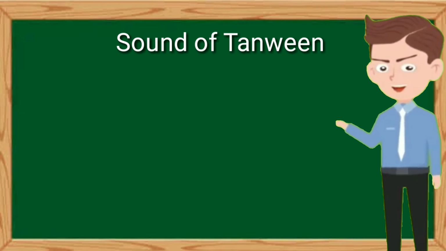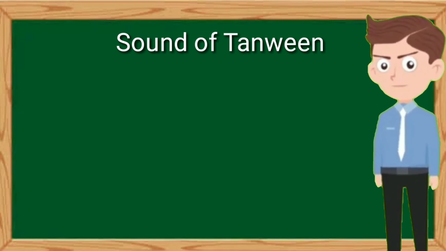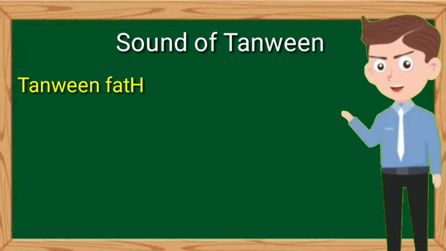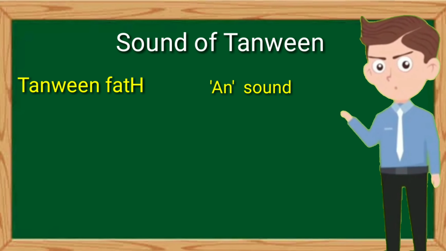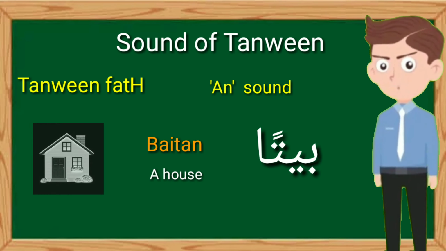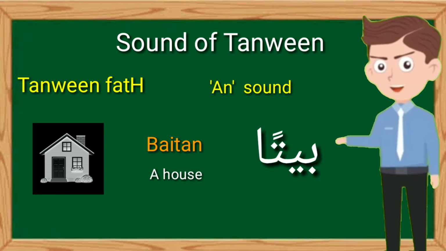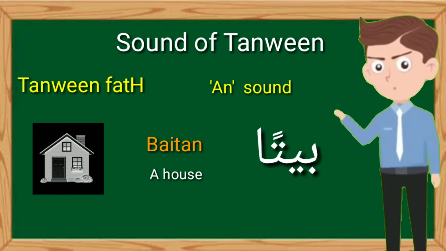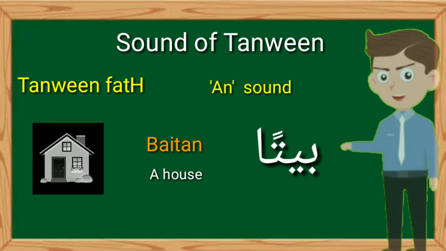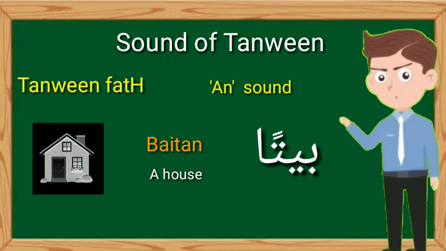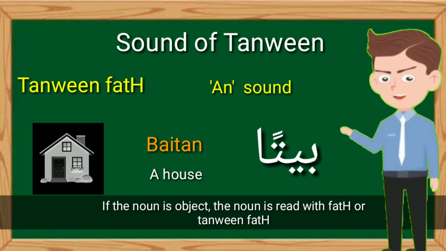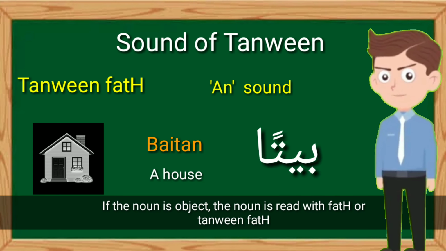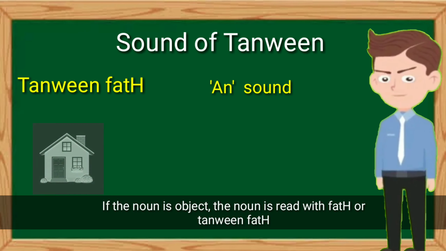Here we discuss the sound of tanween. For tanween fatha, the sound is an, an. For example, the word bayt. If we are writing with tanween fatha, the tanween fatha is written above the letter ta, that is the last letter of the word. So we can read it baytan, baytan. The meaning is a house.